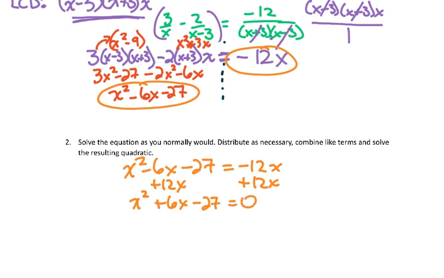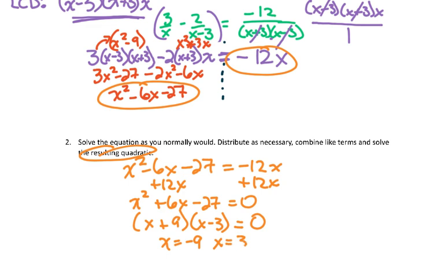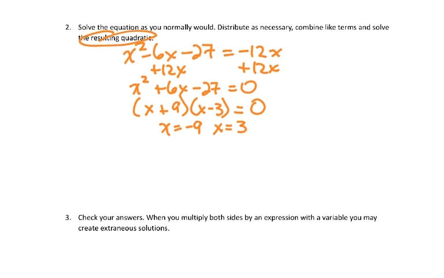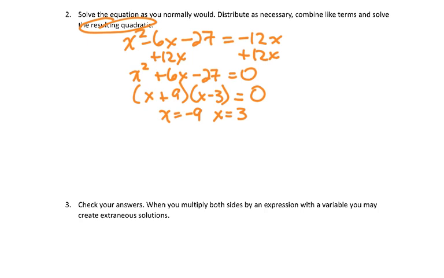Now I'm down to a basic quadratic that we're going to solve. We can factor into x plus 9 and x minus 3. That factoring always comes back, and this will give us x equal to negative 9 and x equal to 3 as our solutions. Now we're not finished. We still want to check our answers because we multiplied both sides by variables, and sometimes that'll give us extraneous solutions, just like we talked about when we were solving radical equations.